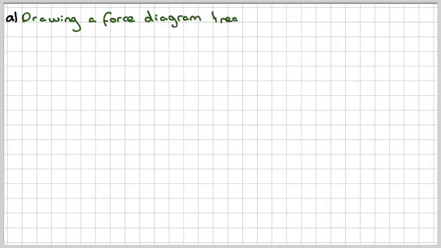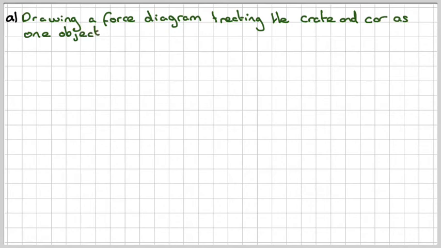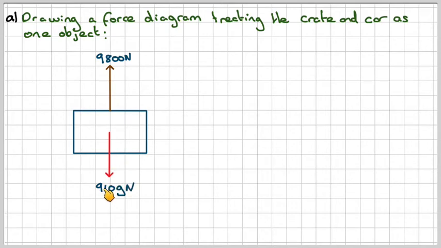Now what you need to do though is treat the car and the crate as just one object. This is like a connected object. So you're going to have an upwards force of tension, which is 9,800 newtons. The combined weight of the car and the crate is going to be 910 G newtons. And then we're going to have an acceleration going upwards, which we're going to have to calculate.